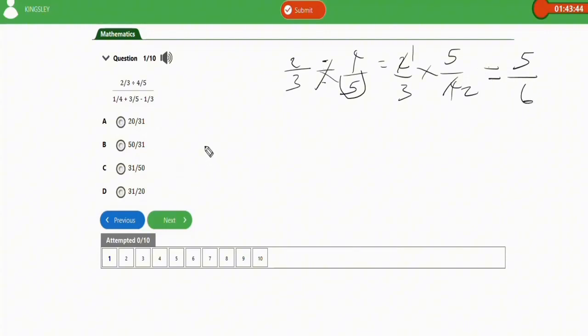Now let's break down the denominator. So we have 1 over 4 plus 3 over 5, minus 1 over 3. So you find the LCM between 4, 5 and 3. Basically, this will be 4 times 5 gives you 20, and 20 times 3 will give you 60. So let's use 60 as the LCM.